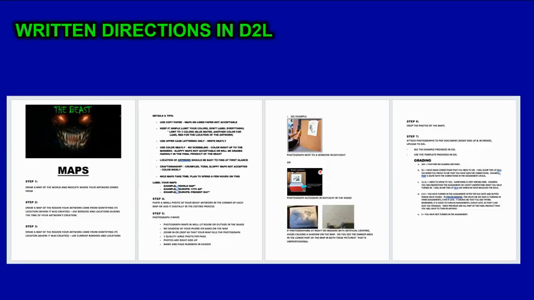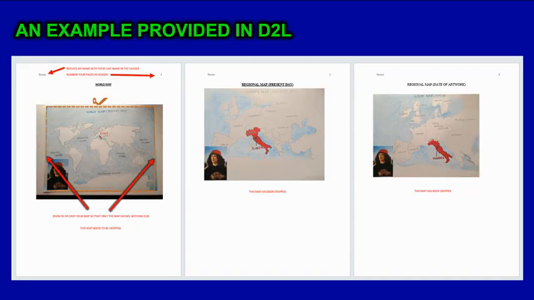All right, now there's instructions in D2L. These are the same instructions that I'm giving you right now, so you can read along. It's saying the same thing that I am. And here's an example provided in D2L of what your assignment is going to look like. So it'll be 3 pages. You're going to have your world map, your regional map, the present day, and then your regional map at the date the artwork was created. All these images will be cropped. The first image right here is just encouraging you to crop your photos. But this is what your assignment is going to look like when you turn it in.